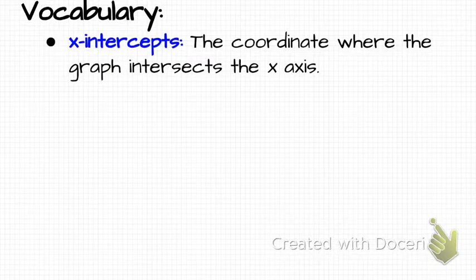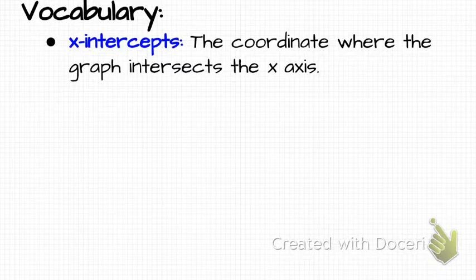So do me a favor and write this down where you wrote vocabulary. It says x-intercepts, the coordinate where the graph intersects the x-axis. We knew that. We just said that a linear function has one x-intercept, or one time where the coordinate intersects the x-axis. We said that a quadratic function has 2 x-intercepts, or 2 times that it intersects the x-axis.